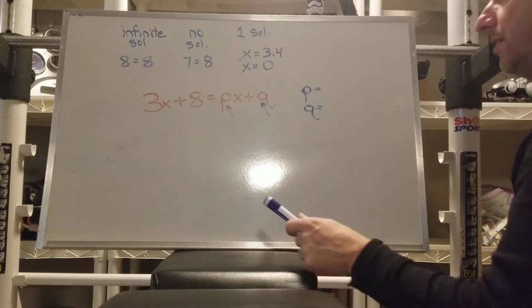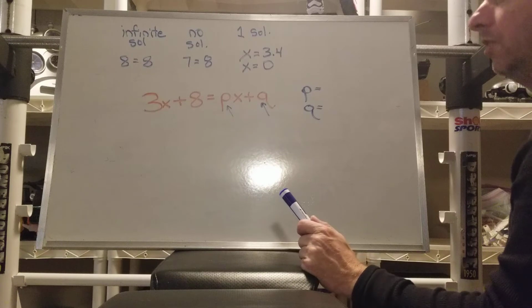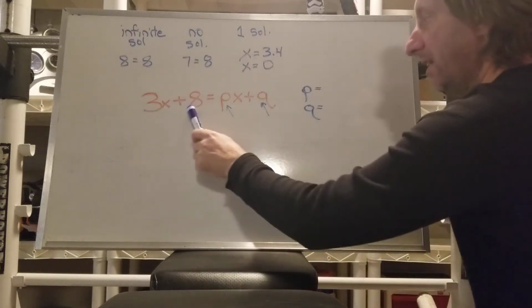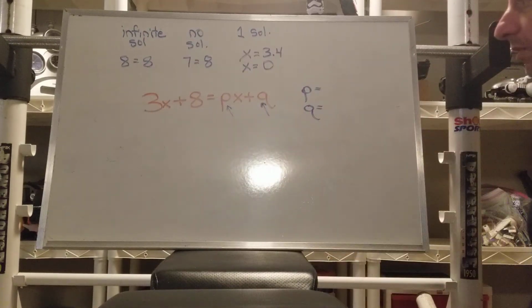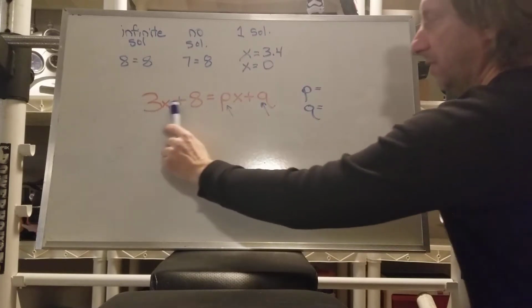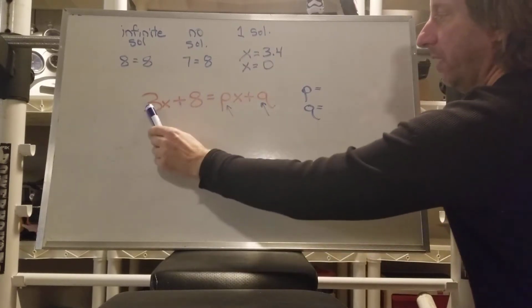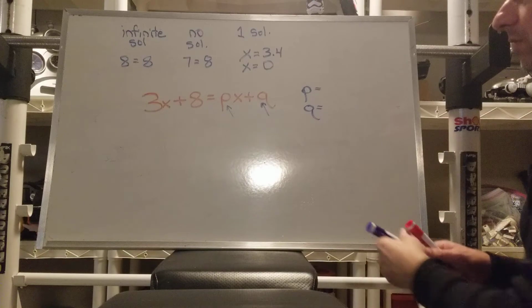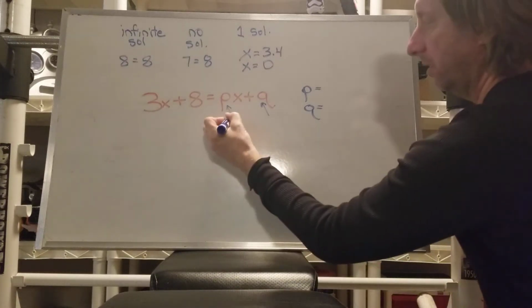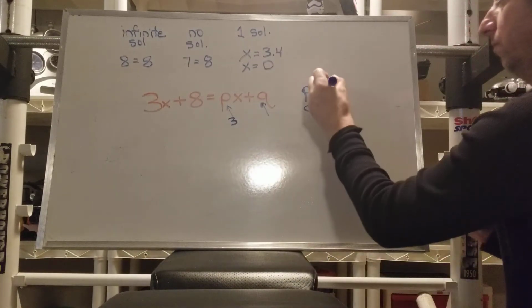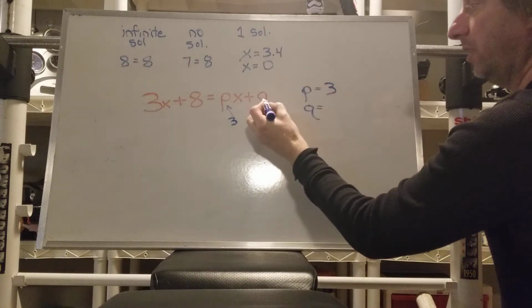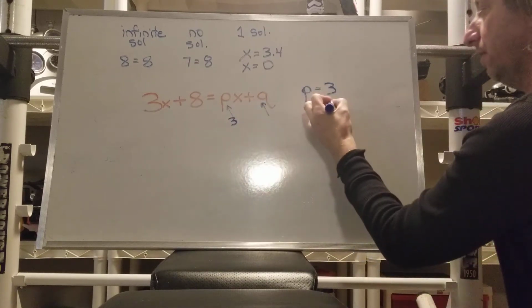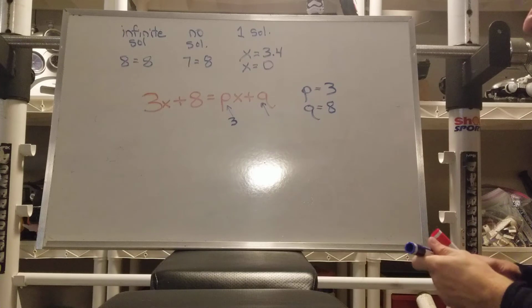So in order to make this have infinite solutions, both sides, this side and this side, have to be identical. So how do I make this side look like this side? Well, what's next to the x over here? A 3, right? So instead of the P, I'd put a 3 there. And instead of the Q, to make this side the same as this side, I'd put an 8.